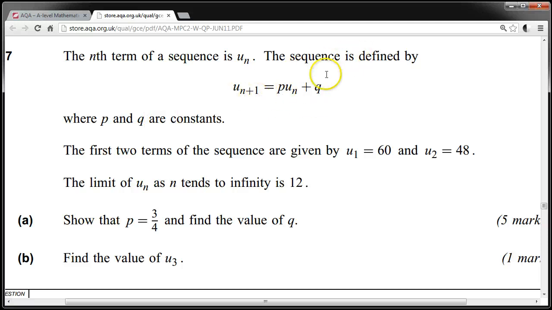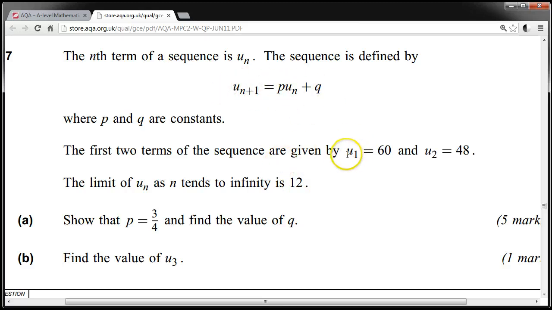Here's a sequence defined by this relationship here. P and Q are constants. The only thing to say about this is U1 and U2, you can put them in and get one equation in P and Q. And the only thing to observe is when Un tends to infinity, both this value and this value will both tend to 12. So we can put 12 in here and 12 in here. And that's how you get your second equation.